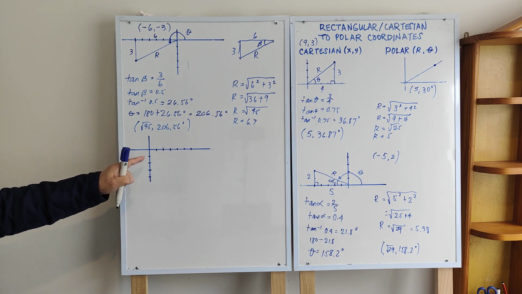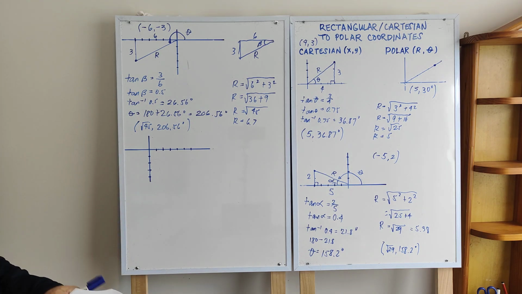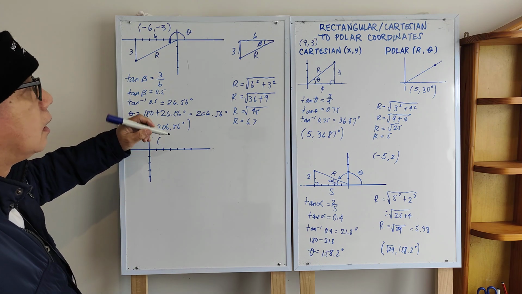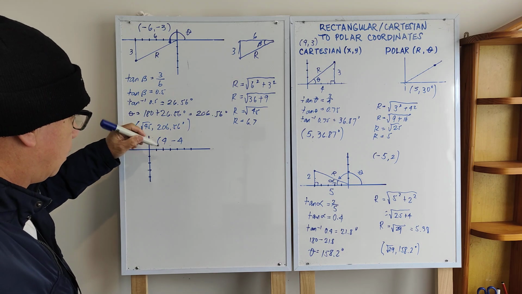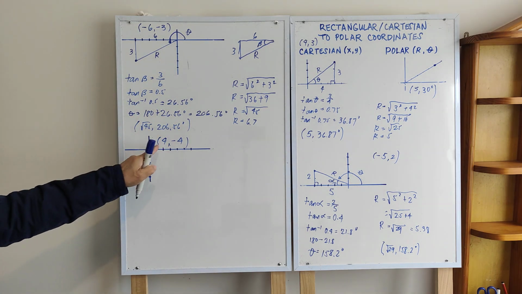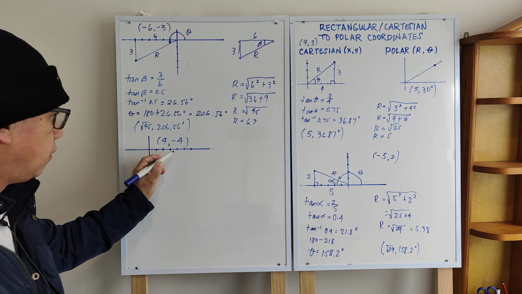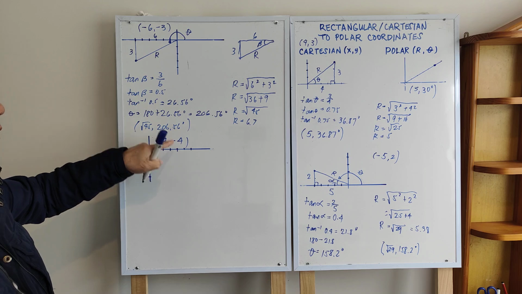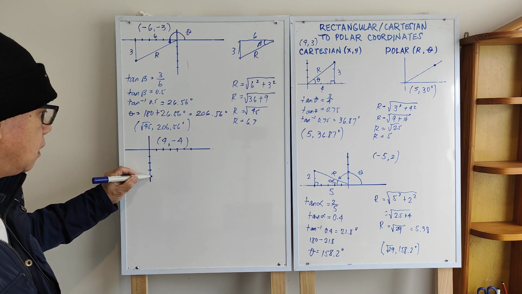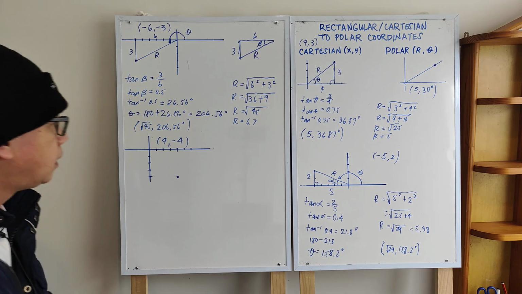Fourth example, let's try quadrant number 4. So 1, 2, 3, 4. This is the fourth quadrant. Let's say our Cartesian coordinate is 4 and negative 4. This goes left and right. This is positive, so we go to the right. 1, 2, 3, 4. This one is up and down. This is negative, so it goes down. 1, 2, 3, 4. So it's approximately here. This is your point.